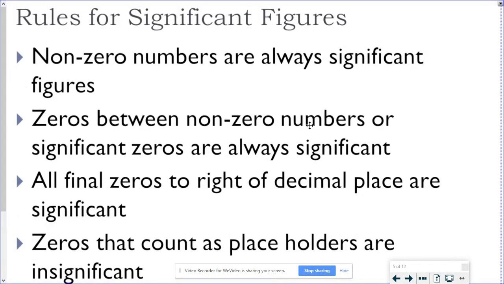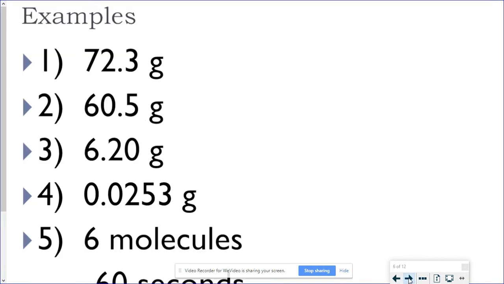First of all, non-zero numbers are always significant figures. So if we determine how many significant figures were in this answer, we would determine that there would be 3 significant figures here. By the way, we tend to refer to these as sig figs. It's just a shortened way of referring to it. So if you hear me say sig figs, that's what I'm talking about.